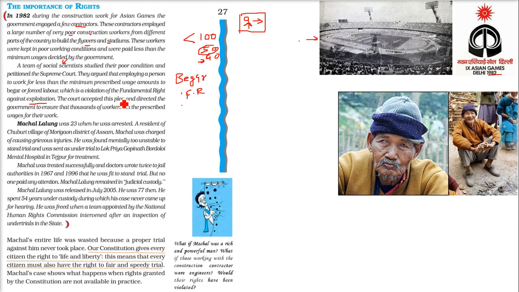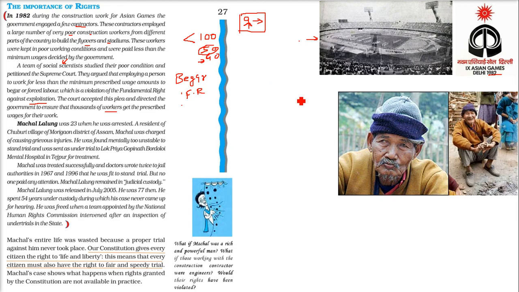Now the Supreme Court accepted the petition and directed the government that they must ensure that those poor workers who were employed should get the proper wages they were promised. This is the first example.